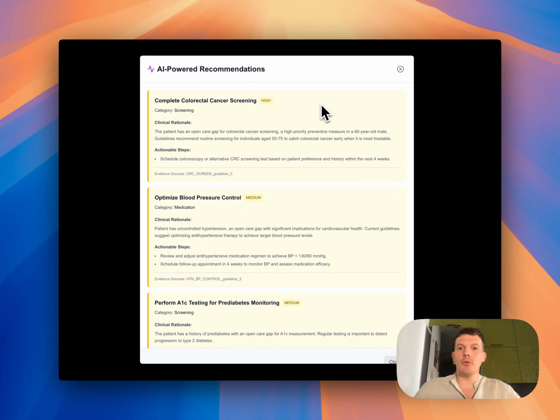The system pulls relevant guidelines from evidence-based protocols. It's querying diabetes management guidelines, HEDIS quality measures, and clinical best practices for managing these conditions together.